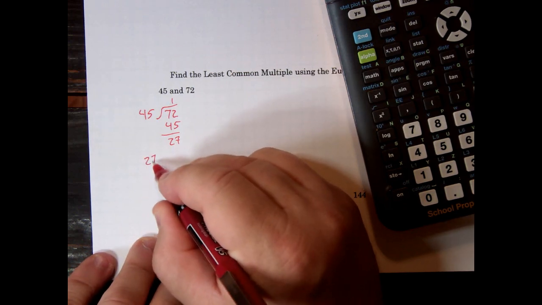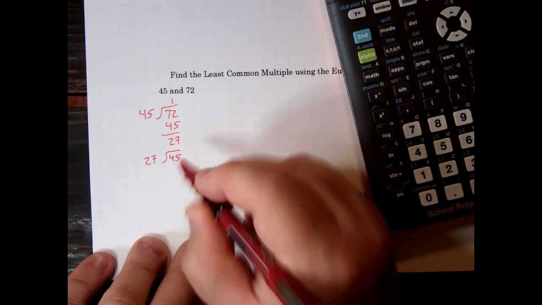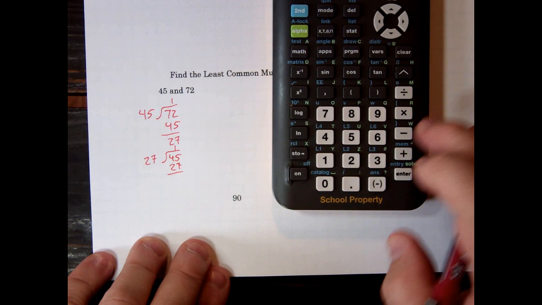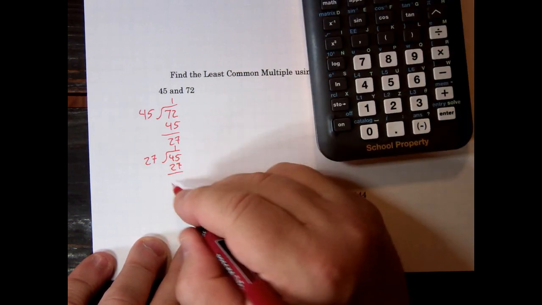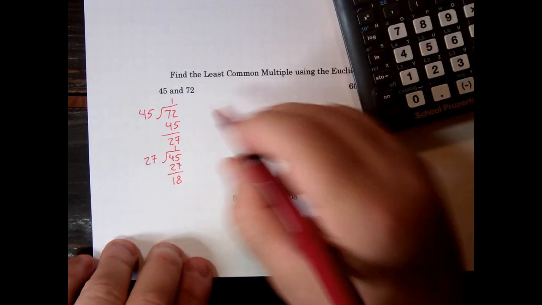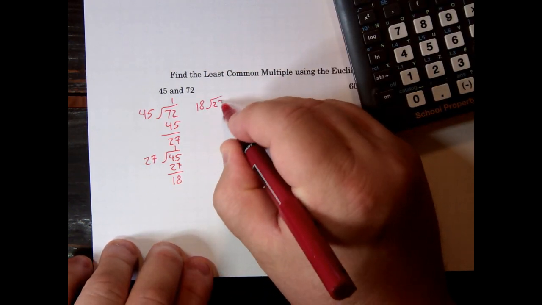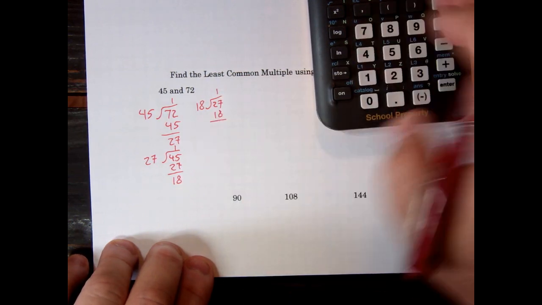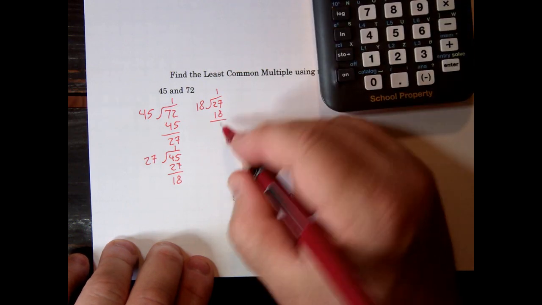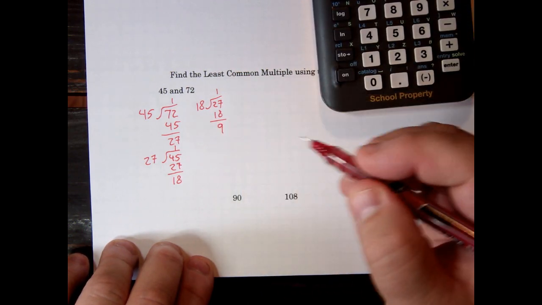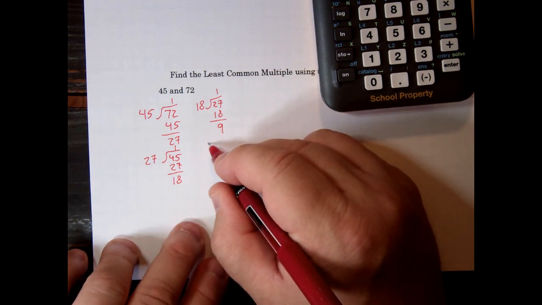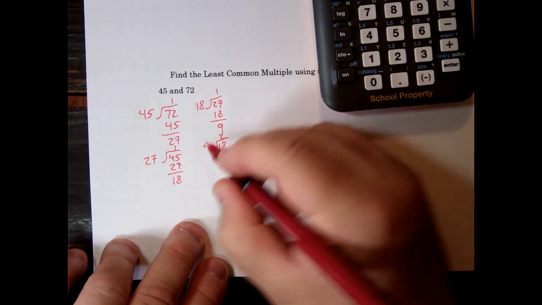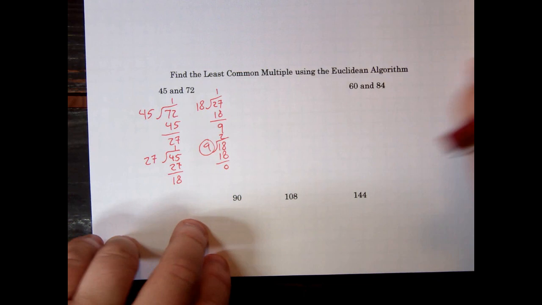So how many times will 27 go into 45? And that would only be once. So 45 minus 27 gives us 18. And then 18 into 27. And that will only go once. 27 minus 18, 9. And then how many times will 9 go into 18? That's twice exactly. No remainder. Greatest common factor is 9.